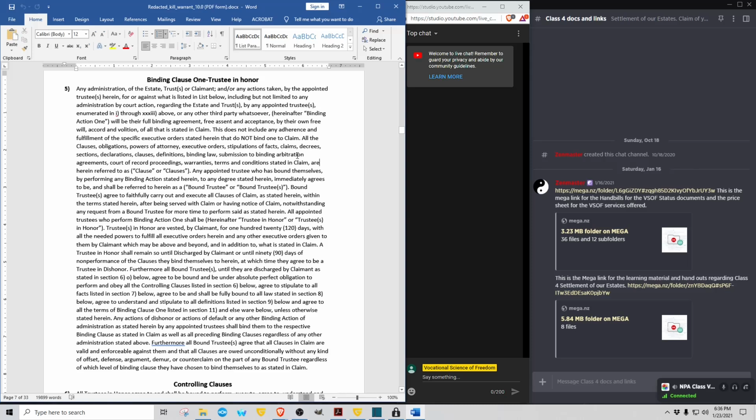Any appointed trustee who has bound themselves by performing any binding action stated herein to any degree stated herein immediately agrees to be and shall be referred to herein as a bound trustee or bound trustees. So the second that they do any of this stuff, they're a bound trustee. That's it. Bound trustees agreed to faithfully carry out and execute all clauses of claim, as stated herein, within the term stated herein, after being served with claim or having notice of claim. Because, of course, you can't throw them under a bus under a contract that they've never had notice of, right? So you have to process it first.